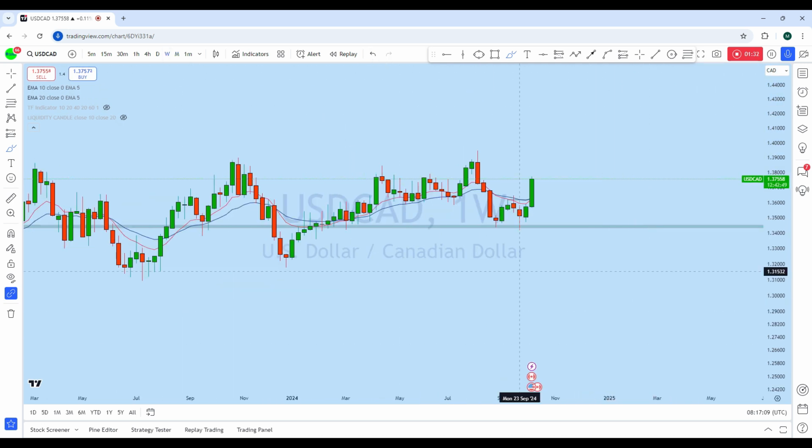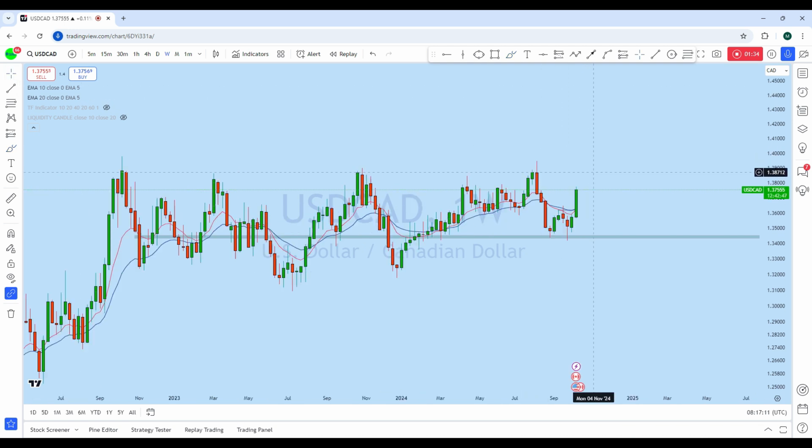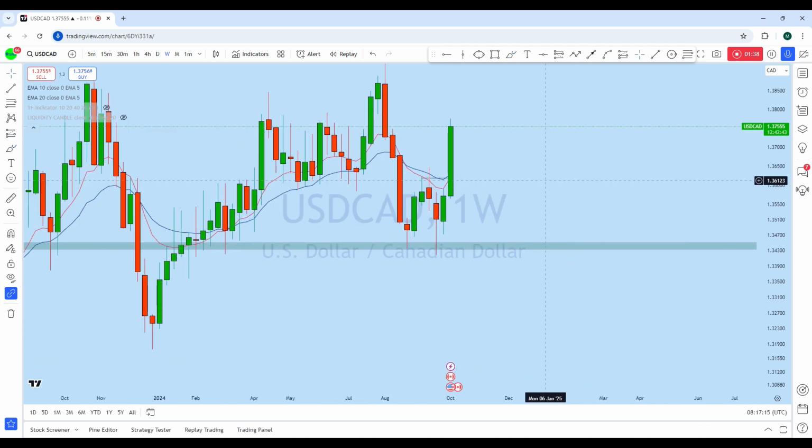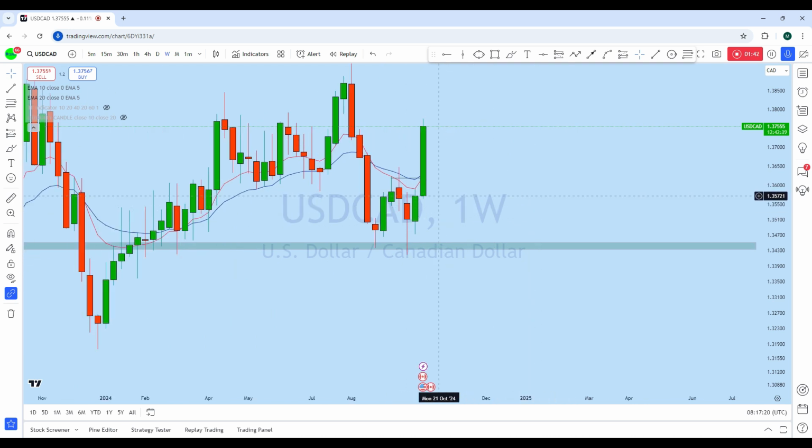Dropping down to the weekly chart to see how the price is doing. Now, from the weekly perspective on dollar CAD, we can see this is the weekly candle. After the previous weekly low volatility, this week we can see that once the market opened, the price didn't look back. We have seen that there is a little bit of pullback so far.